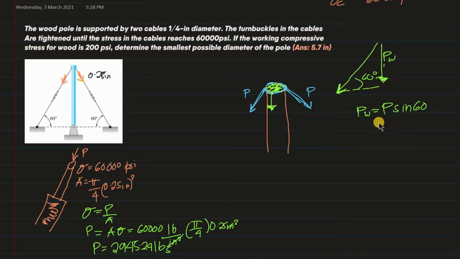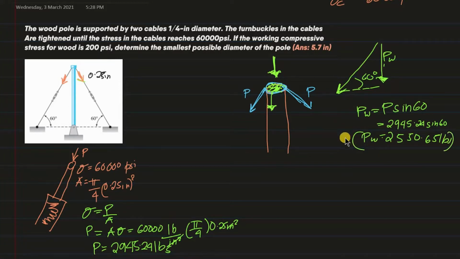So, in that case, mga bis, no? This would be equal sa P. Ano yung P natin? That's given as 2945.24 times sine 60. Then, PW is equal to 2945.24 times sine 60, mga bis, ay equal yan sa 2550.65 pounds. Okay, so we know that the force acting perpendicular dito sa ating wood is 2552.65. Tama? Mali mga bis.